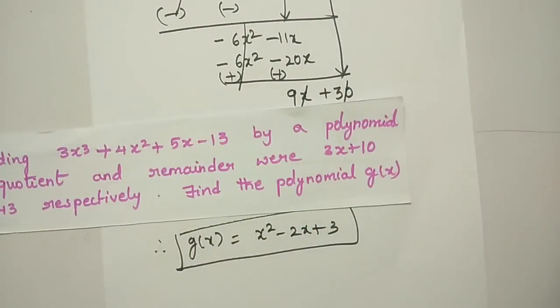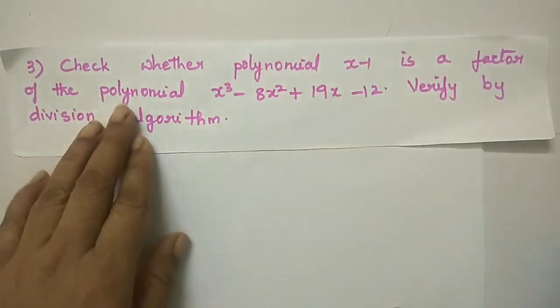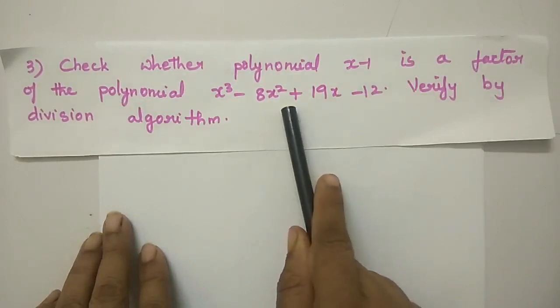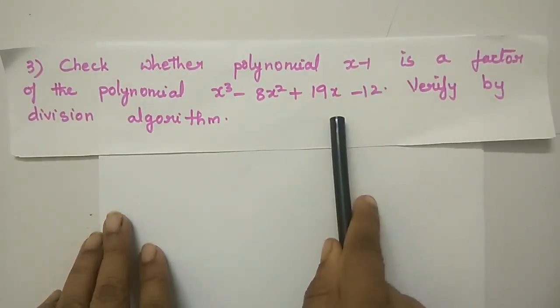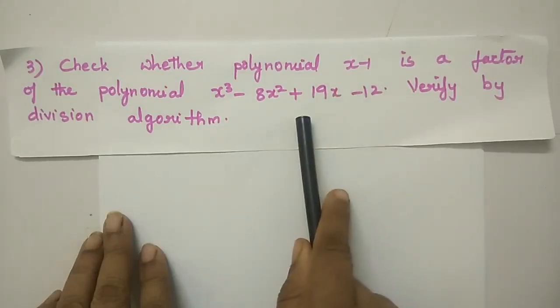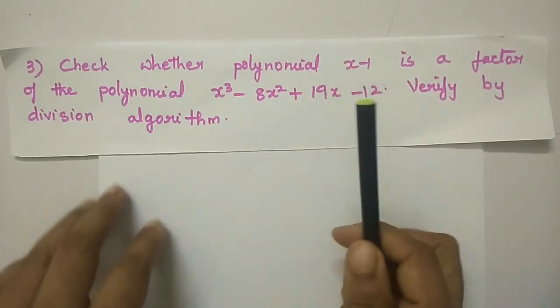Now let us go to the third problem. The polynomial x minus 1 is a factor of polynomial x cube minus 8x square plus 19x minus 12. Verify by division algorithm. Okay, first question is they asked to verify x minus 1 is a factor of x cube minus 8x square plus 19x minus 12, is it not? So by factor theorem, if this is a factor of this polynomial, means p of x should be 0, that is p of 1 should be 0, is it not?